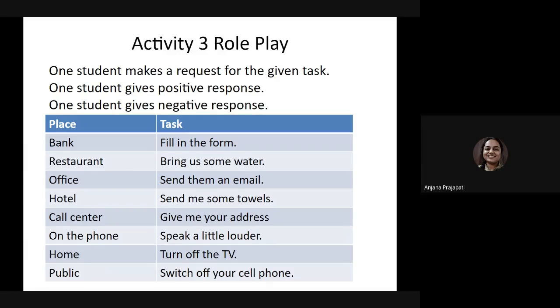Now, Itihan and Chikoba. The situation is, you are at the restaurant, and Chikoba wants some water. Itihan would respond accordingly, but he will have to respond.